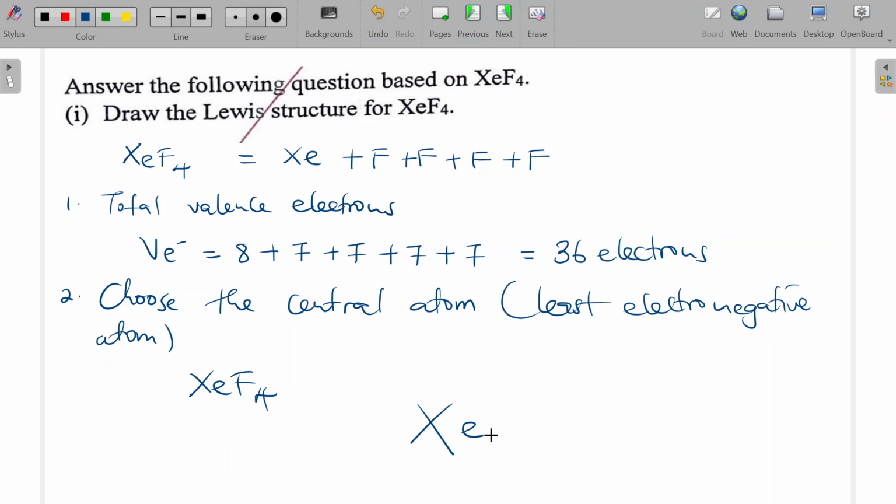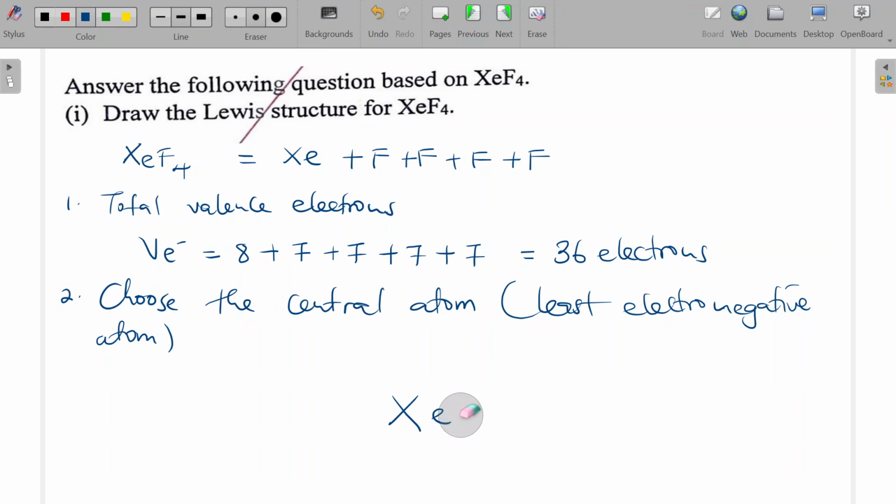Okay, so you have xenon here. Let me do this. So you have xenon. So now, with this xenon, you have 36 electrons. Remember, you don't only have xenon as the only atom in this compound. You also have fluorine. So now what do you do with the fluorines? You need to connect these fluorines to the xenon. So when you're connecting the fluorine with the xenon, you need to add a bond.